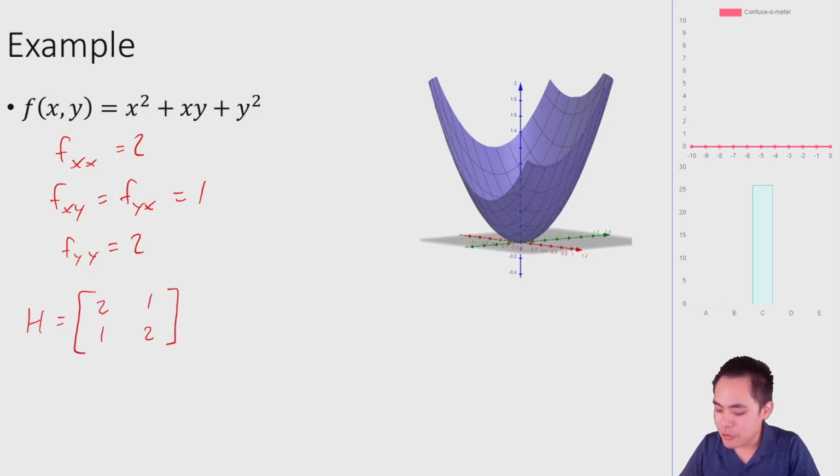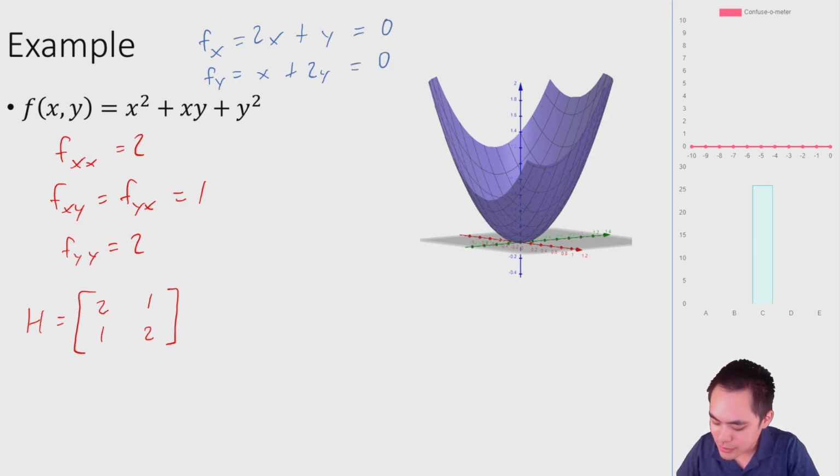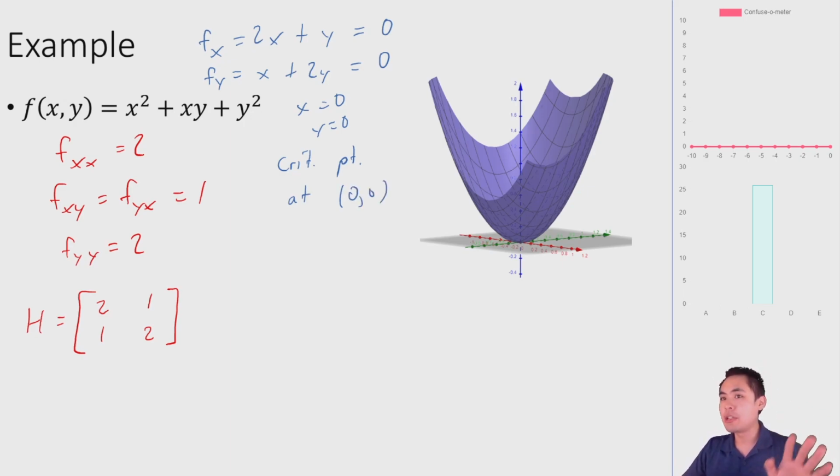Note that you have to be a little bit careful, because what we're really saying is that we have a critical point. We had f_x equal to 2x plus y, and f_y equal to x plus 2y, and we're setting these both equal to 0. When you set these both equal to 0, you end up getting that x is equal to 0 and y is equal to 0. So you have a critical point at the origin, (0, 0). The first thing you need to do is find your critical point.